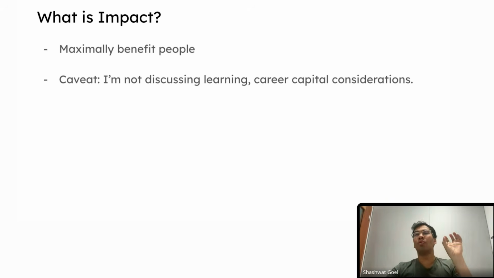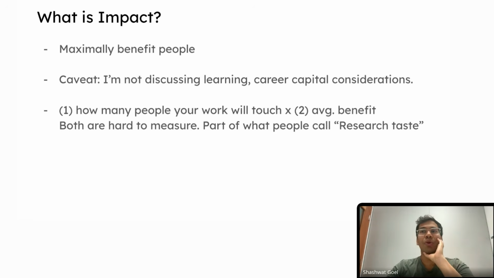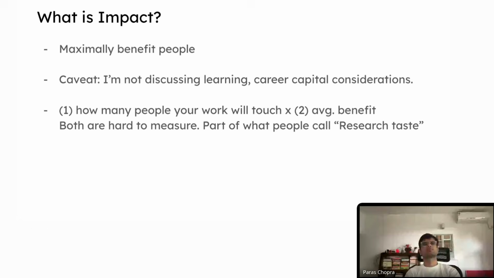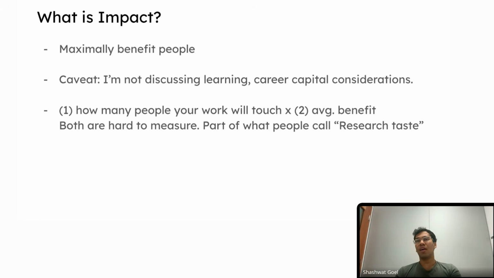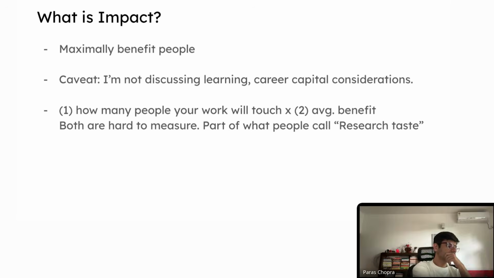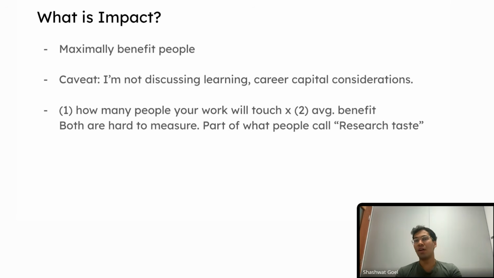But what I mean by impact right now is, in the case of research, maximally reducing uncertainty for the research community or for the AI community at large, including startups or engineers and so on. So one way to measure this is, let's say you put out a paper, right? How do you know how much impact it has? The first thing to measure is how many people actually touched your work in some way.